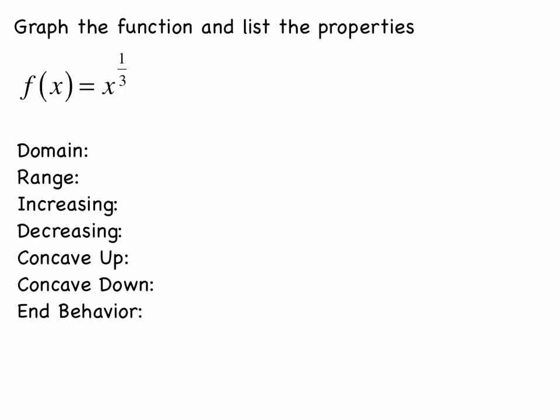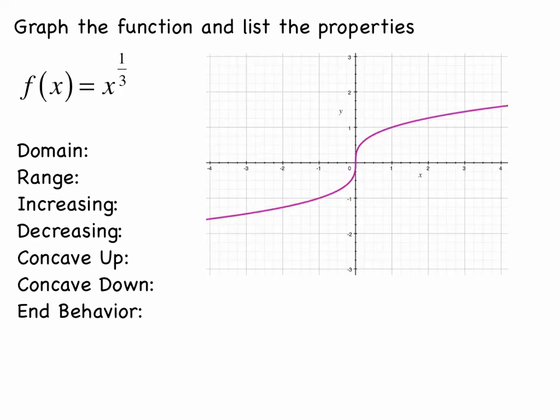Okay, the first equation is y equals x to the 1/3 power, and it looks like this. The domain are all the x values, and it's all real numbers from negative infinity to positive infinity. The range are all the y values, and they also go from negative to positive infinity. It's increasing over the entire domain, and if it's increasing over the entire domain, it's never decreasing.